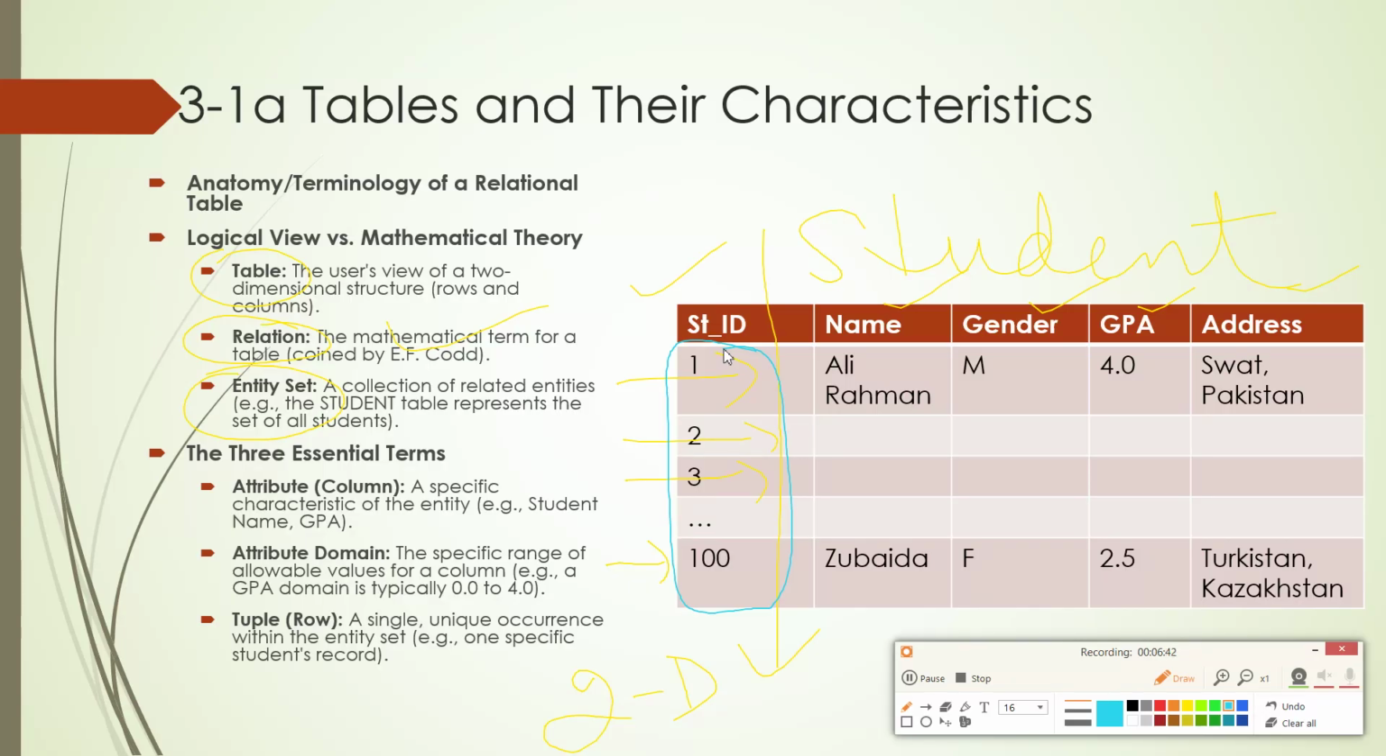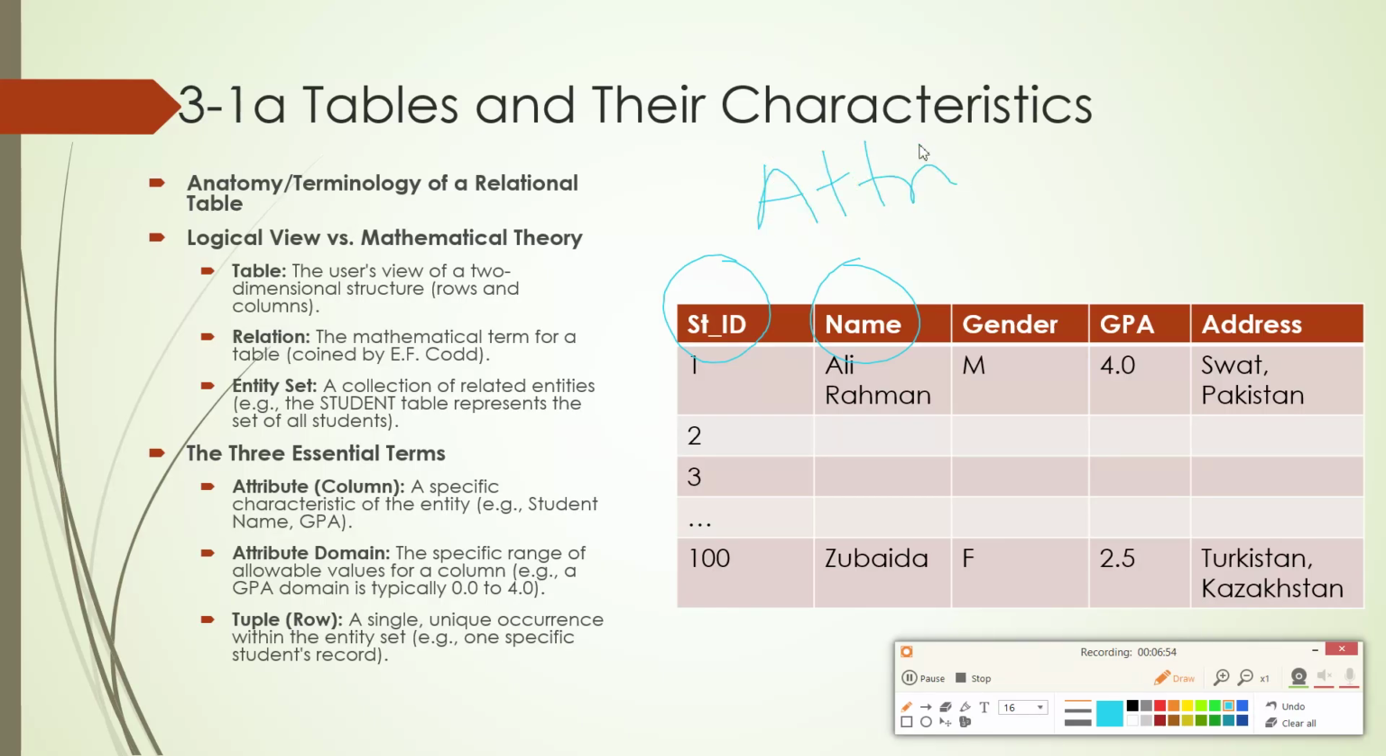Apart from this, some other terminology that is used: this is called an attribute, and each row is called a tuple. So each row is called a tuple, and each column is called an attribute. And each attribute has a characteristic which is called attribute domain.